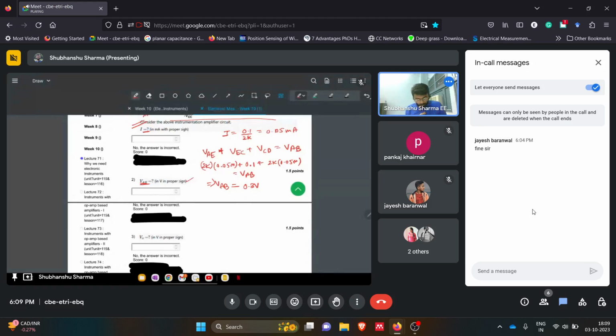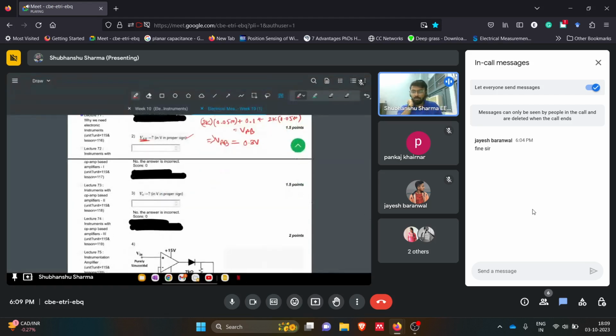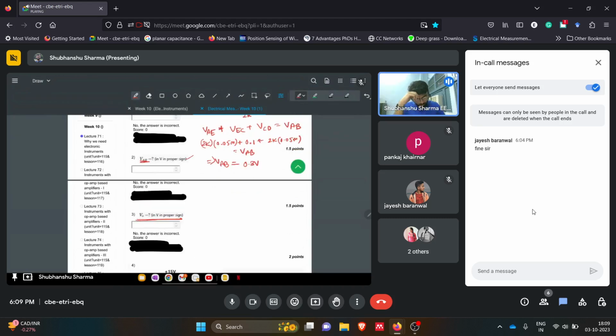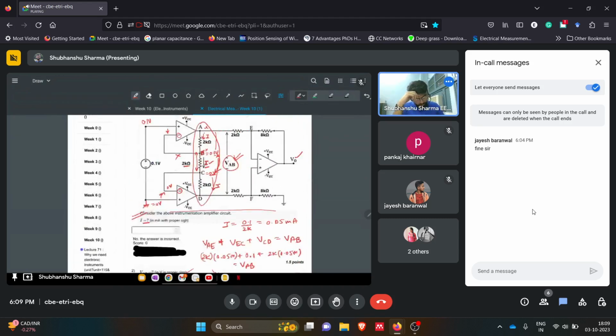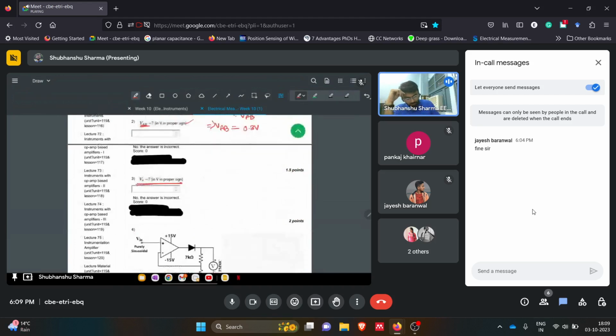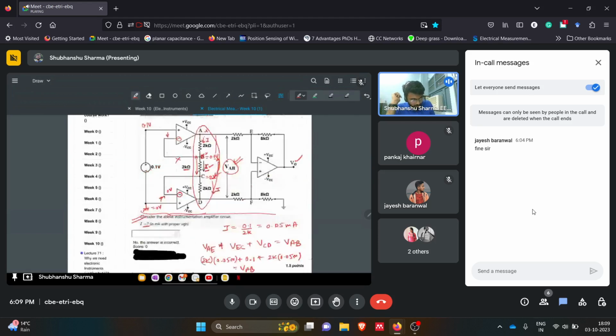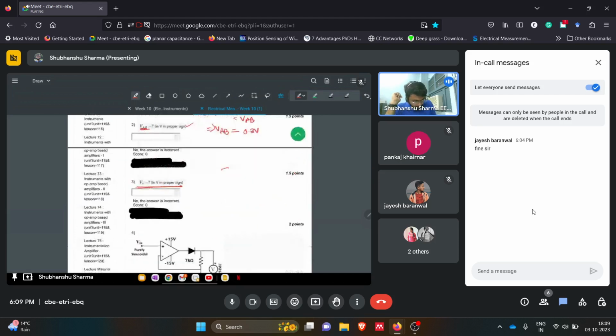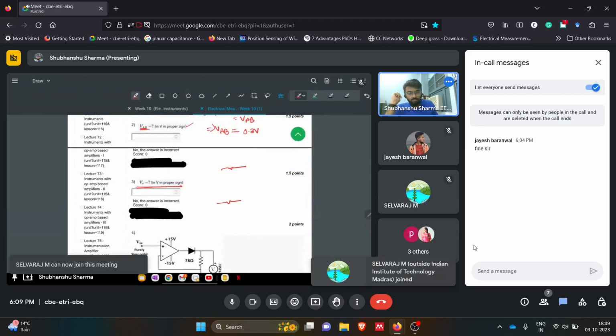It's fine. Now the next question, they are asking about the V0 voltage in volts. So what will be V0? Let's see. Because we already know VAB, let's separate this out and only consider this part of the amplifier. What we have is two resistors differentially connected to this op-amp.